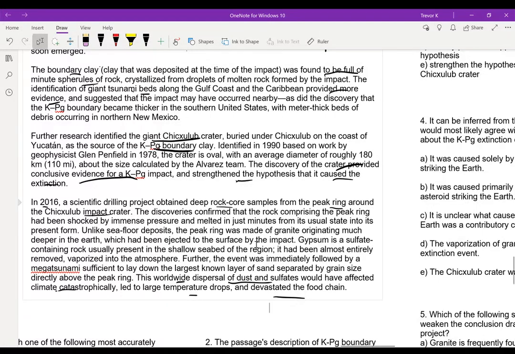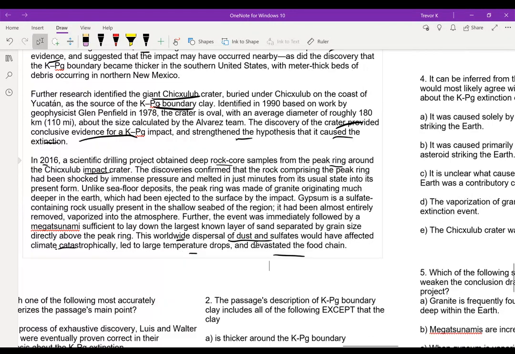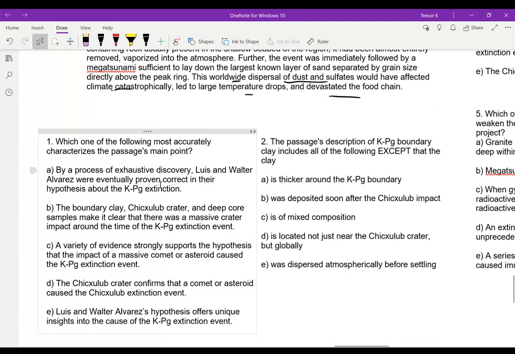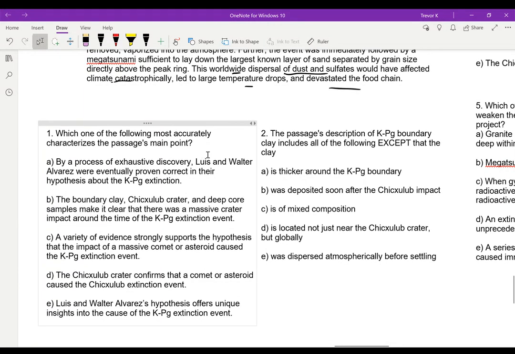There's a lot of detail in here that I've skipped over, and I don't need to know it unless the question asks me about it. So, main point. I should have enough to answer this. So which of the following most accurately characterizes the passage's main point?